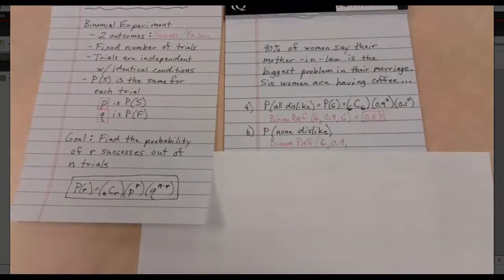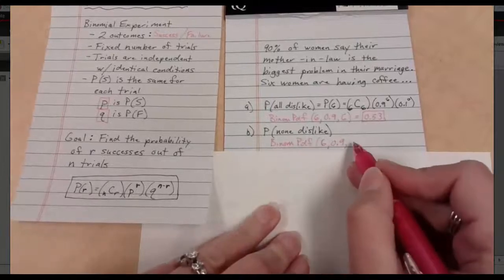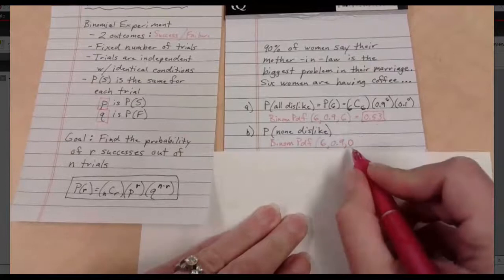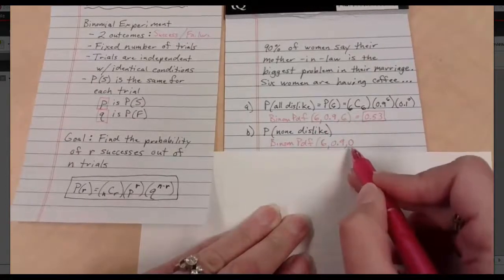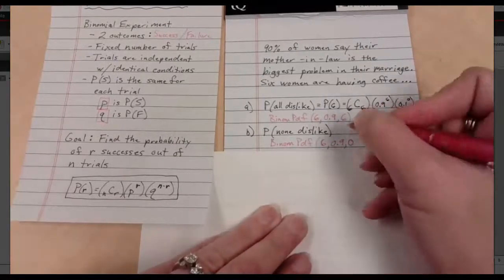All right, so what were you thinking? What's going to come next? If we're looking at none dislike, what's this number going to be? Hopefully 0. We're looking for 0 successes. So last time we wanted to get 6 successes out of 6. Now we're looking for 0 successes out of 6. Knowing what words mean is helpful.